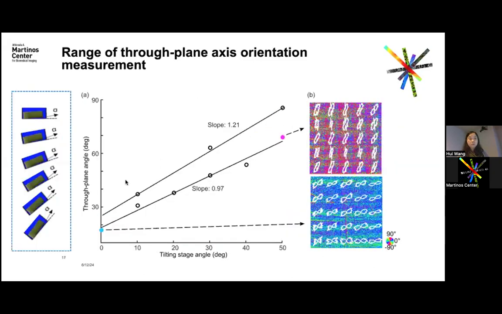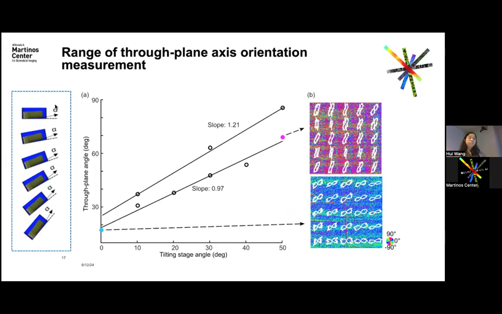In the next one, we want to know how big a range we can measure for this through-plane axis orientation. You can imagine as we tilt the light more and more, we have less and less light backscattered and collected by the camera. So as SNR reduces, the accuracy might reduce as well. So we want to know what range this through-plane axis orientation can cover.